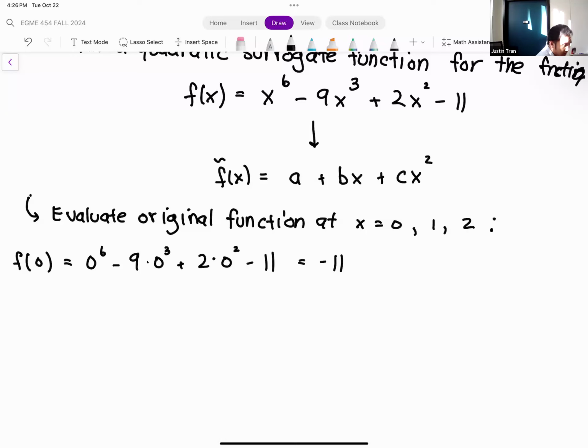Now let's do the same thing at x equal to 1. So we have f of 1 is equal to 1 raised to the 6th power minus 9 times 1 cubed plus 2 times 1 squared minus 11. All right. This one also is pretty straightforward to evaluate. 1 raised to any power is just going to be 1. So we have 1 minus 9 plus 2 minus 11. That gives us minus 17.